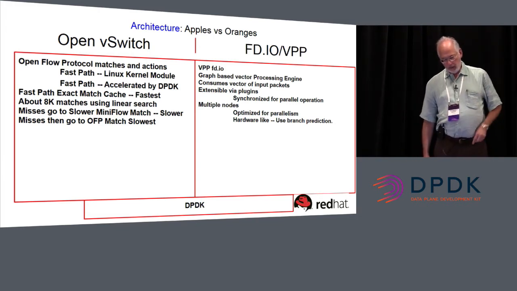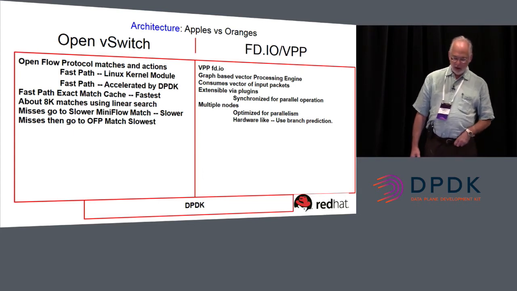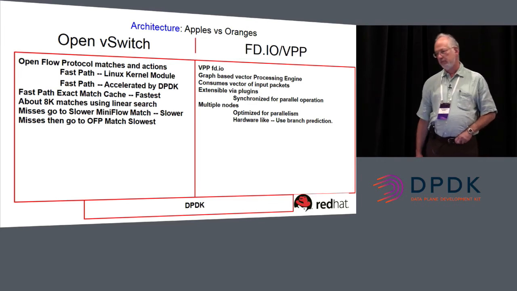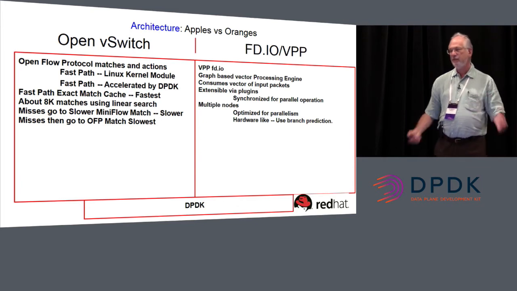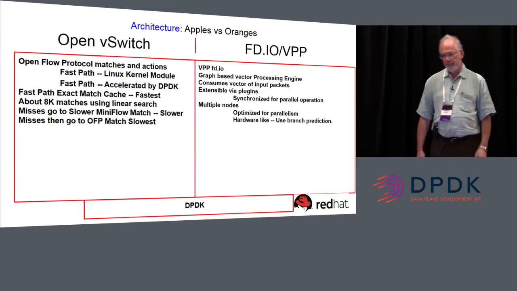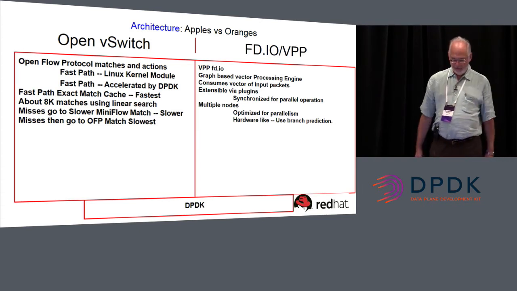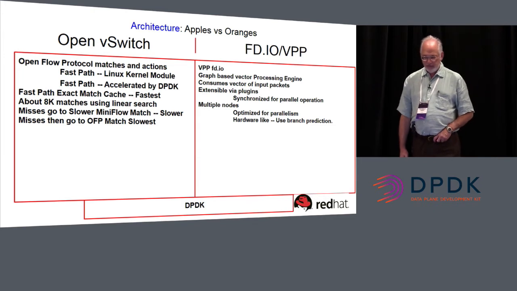And if you have a cache miss, you get a dramatic drop in performance. If you go to the slow path, you get an even more dramatic drop in performance. I showed this in an earlier slide I can go back to if anybody wants me to. But VPP is very different.